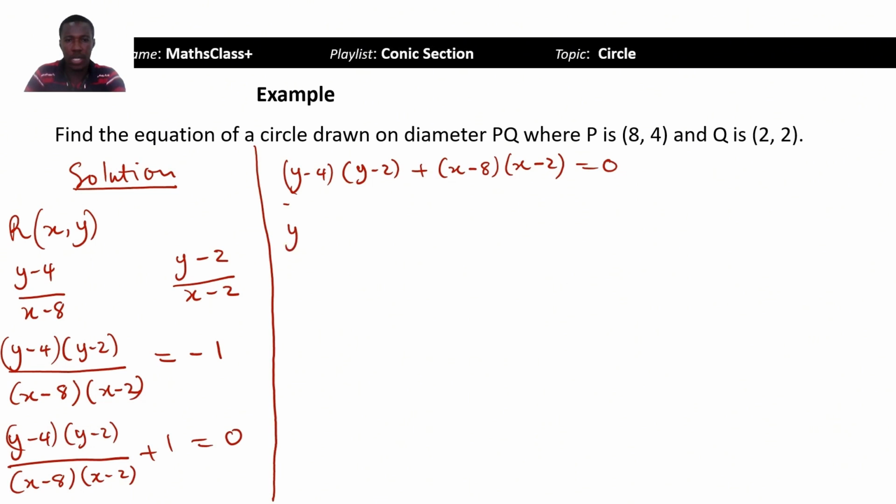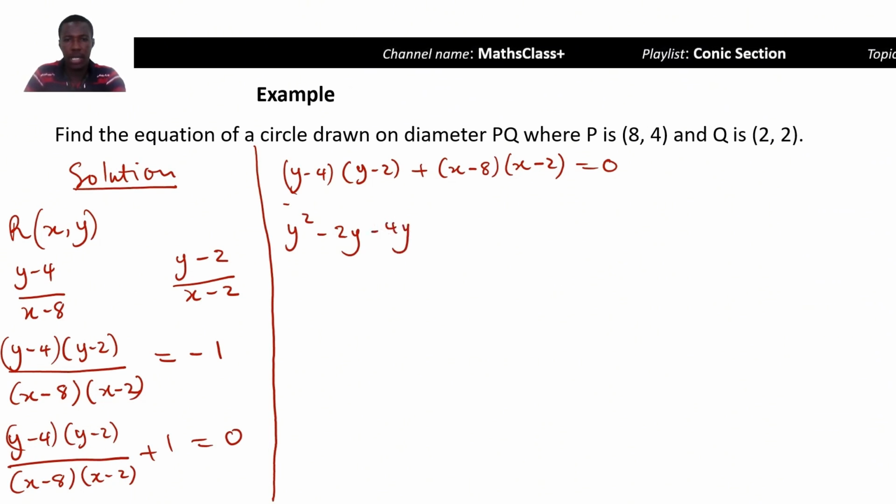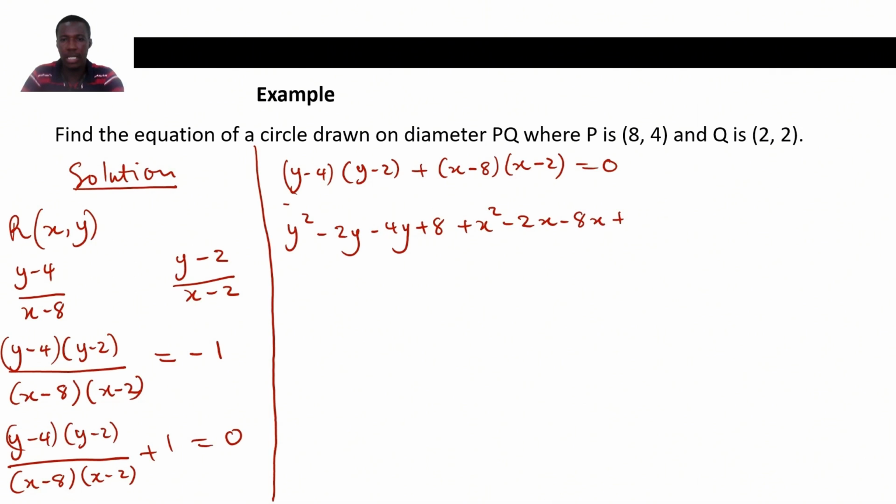So y times y is y squared, y times negative 2 is minus 2y. Negative 4 times y is minus 4y. Negative 2 times negative 4 will be plus 8. Now x times x is x squared. x times negative 2 is minus 2x. Negative 8 times x will be minus 8x. And then negative 8 times negative 2 will be positive 16 and is equal to 0.